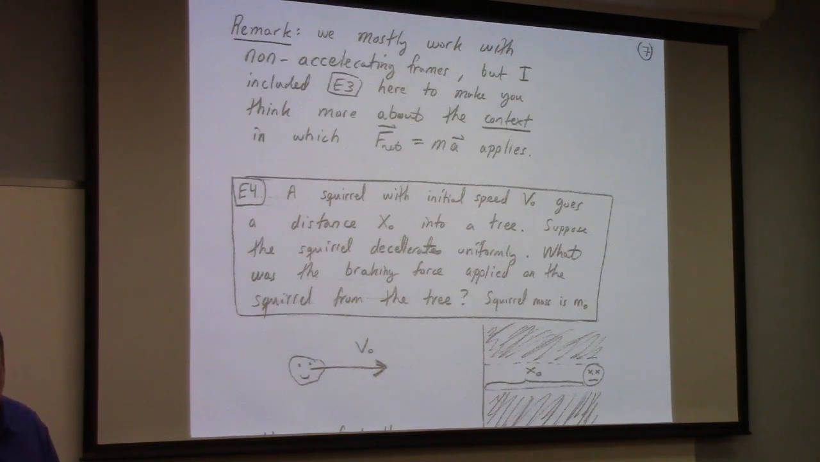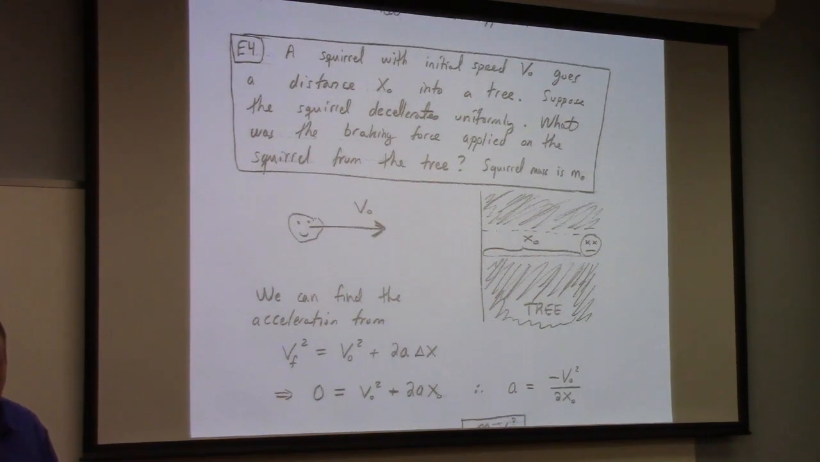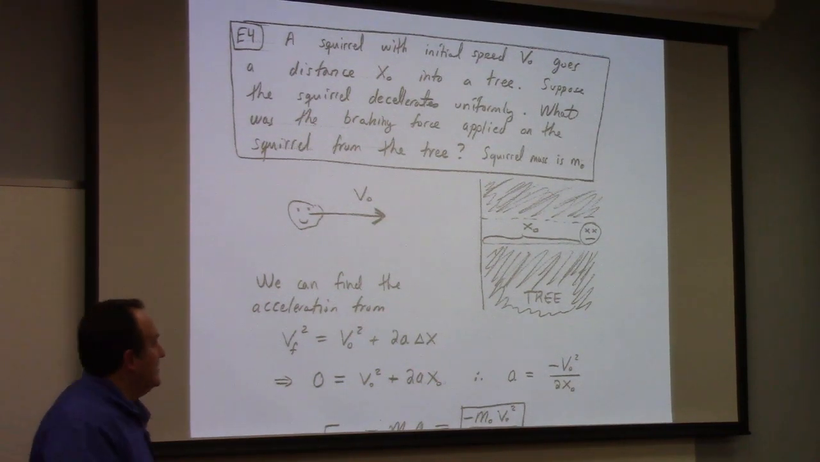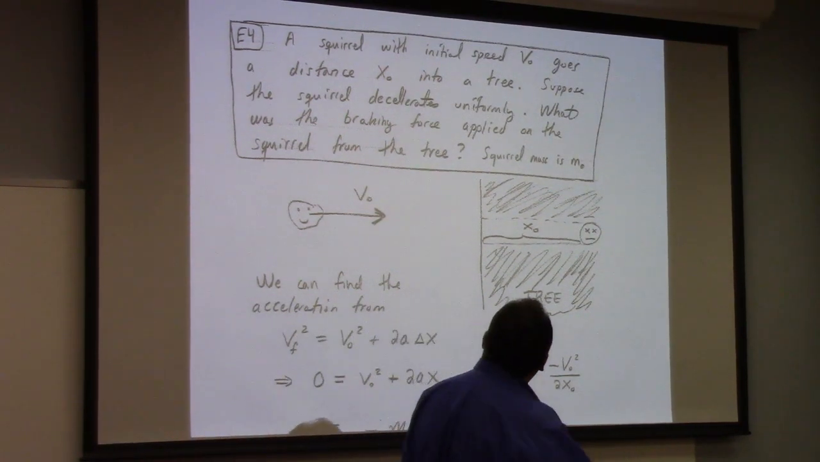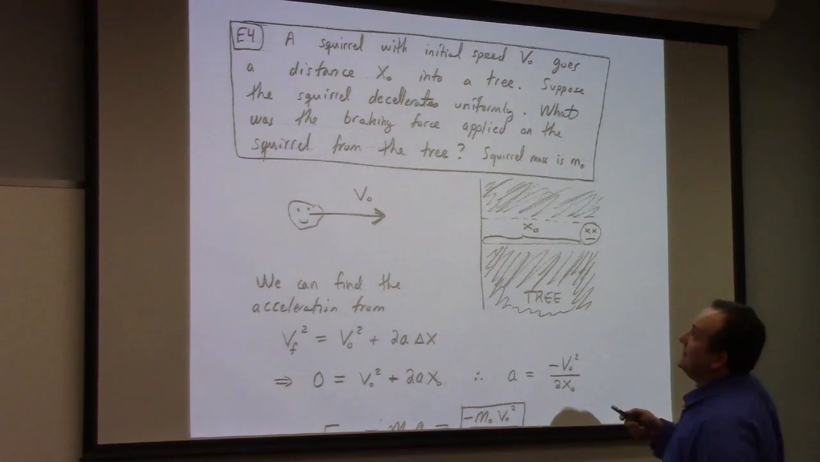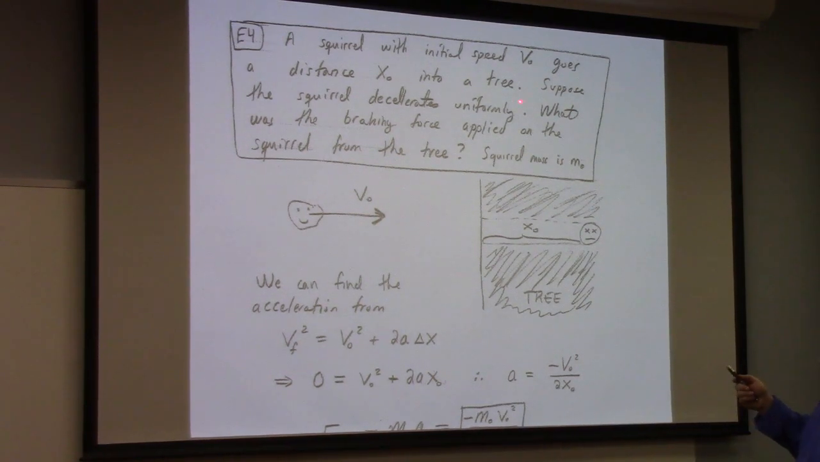Let's see here. And here's one final example, then I'll start writing stuff out. You have a squirrel with initial speed v naught, and it goes the distance x naught into a tree. Suppose the squirrel decelerates uniformly. What was the braking force applied to the squirrel from the tree? Suppose the squirrel mass is m naught. So here's a picture, squirrel before, squirrel afterwards. It took distance x naught to stop it.